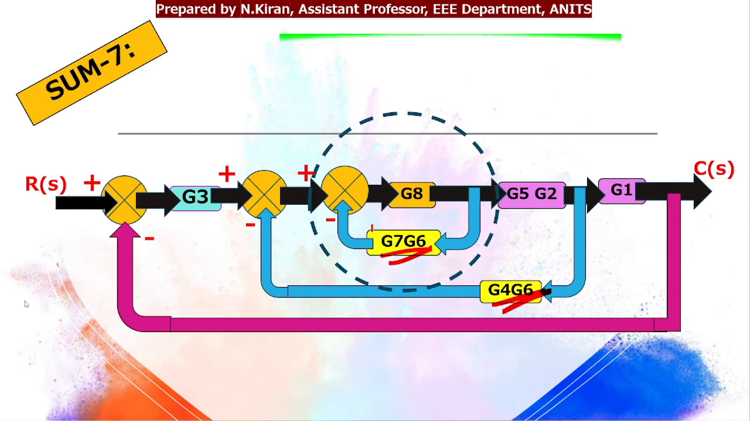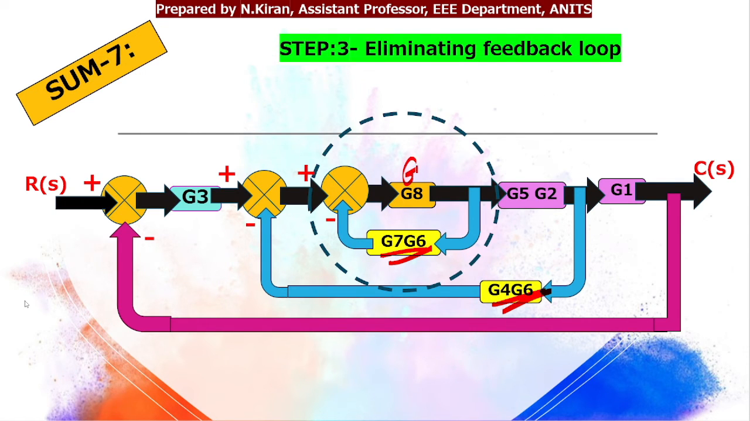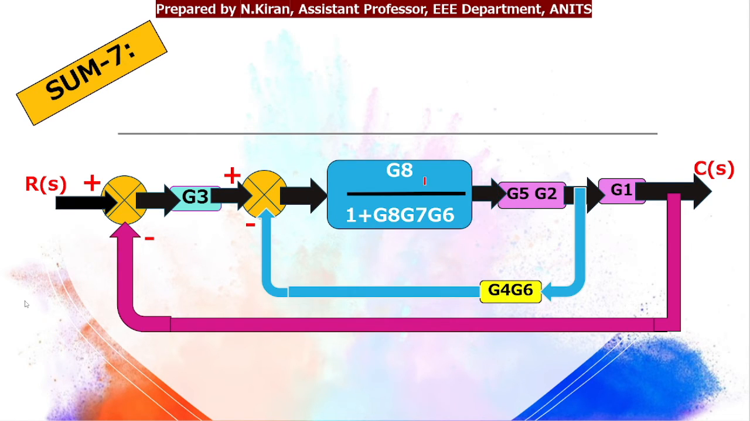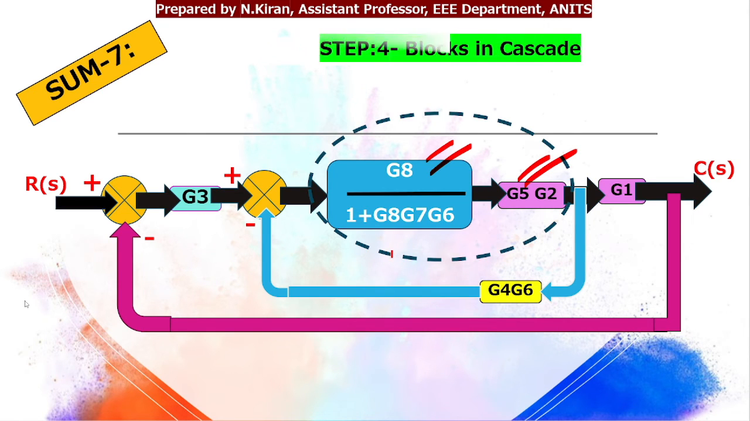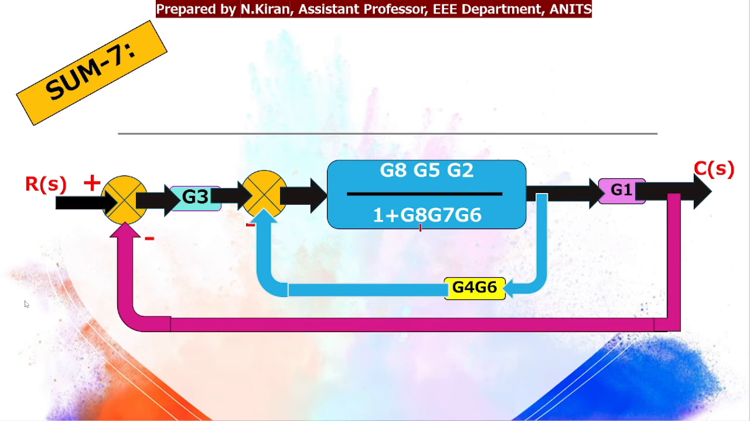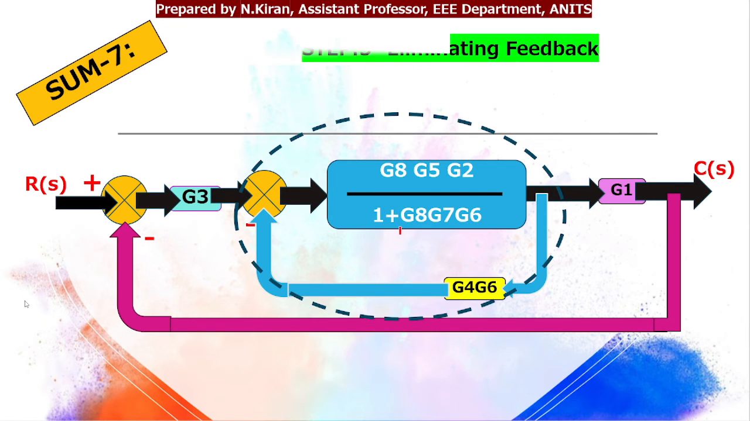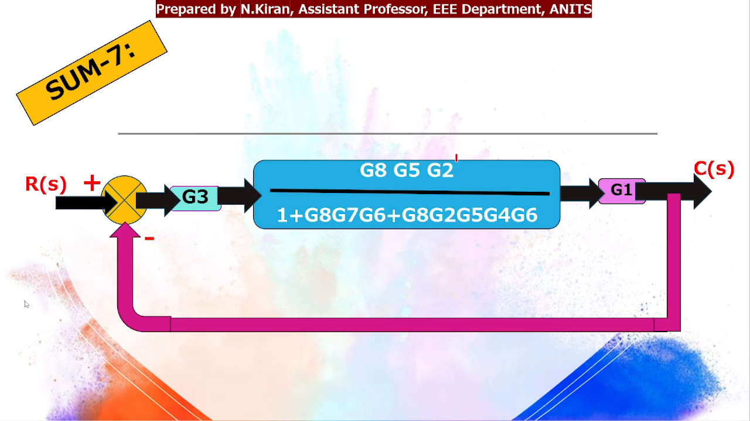So the next step will be eliminating feedback. In place of G I have G8, in place of H I have G7, G6. That will give me G8 by 1 plus G8, G7, G6. These two blocks are in cascade. So that will give me G5, G2, G8 by 1 plus G8, G7, G6. Again, eliminating feedback loop. On simplification, that will give me G5, G8, G2 divided by 1 plus G8, G7, G6 plus G8, G2, G5, G4, G6.